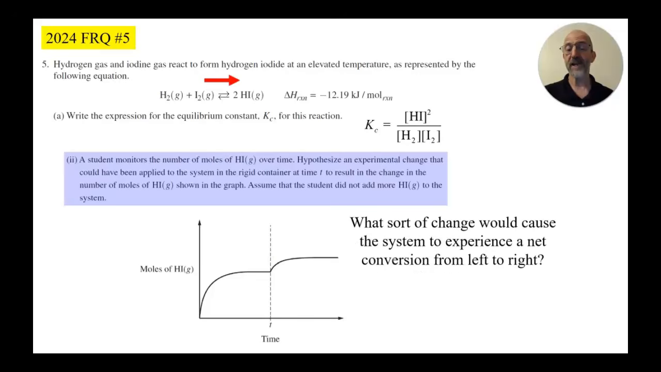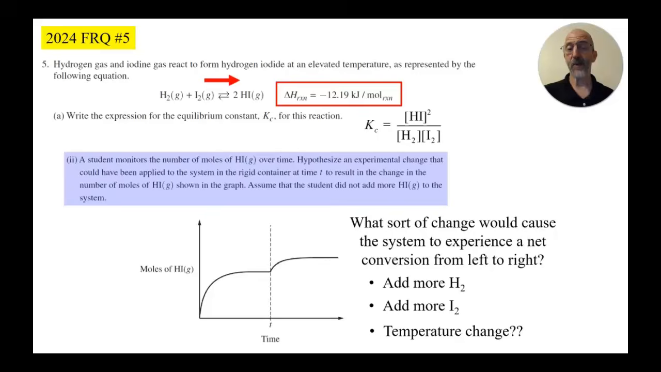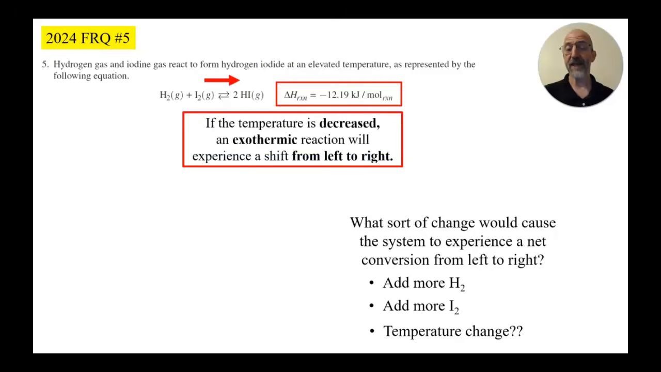So what sort of change would cause the system to experience a net conversion from left to right? Well, if we add more hydrogen, it would proceed from left to right. If we added more iodine, it would proceed from left to right, and possibly a change in temperature. But would the temperature increase or decrease? Well, we have an exothermic reaction. If the temperature is decreased, an exothermic reaction will experience a shift from left to right.